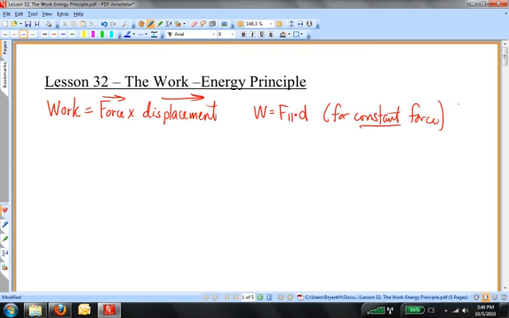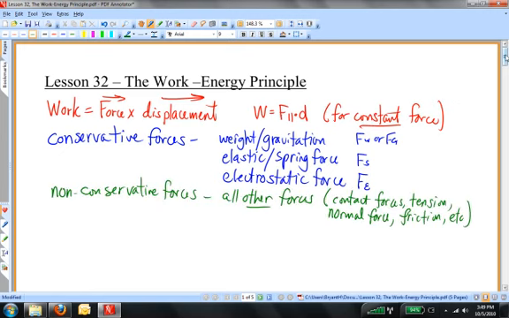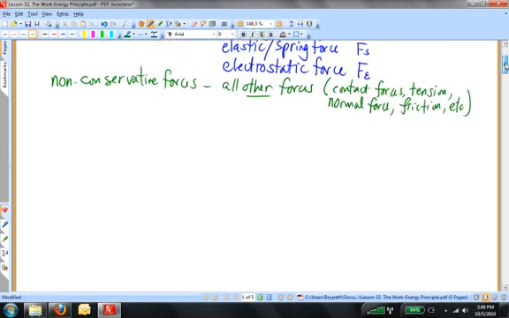We need to remind ourselves about conservative and non-conservative forces. We have encountered only three conservative forces so far. They are the weight force, the spring force from Hooke's law, and the electrostatic force. All other forces that we've dealt with are non-conservative forces. So contact forces, the normal force, any kind of pulling force, tension, anything else besides these conservative forces are non-conservative forces. Now we're ready to state the work-energy principle in its most generalized form.